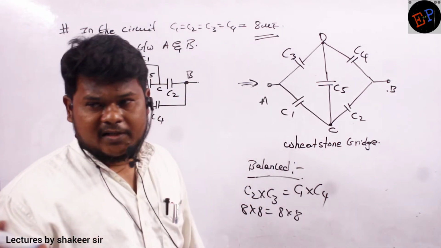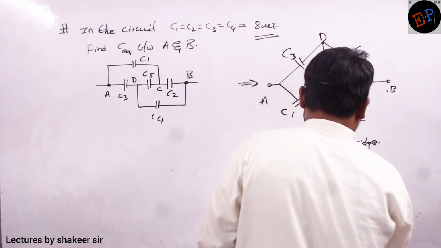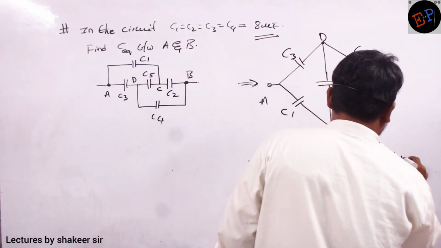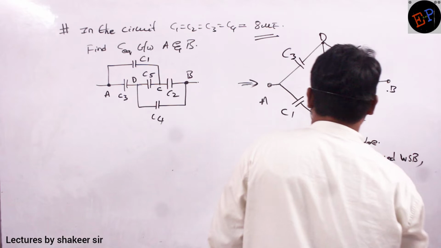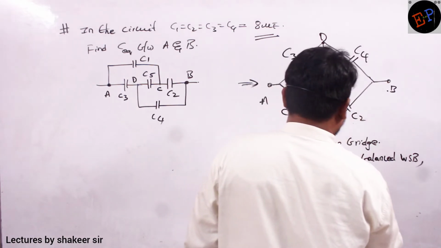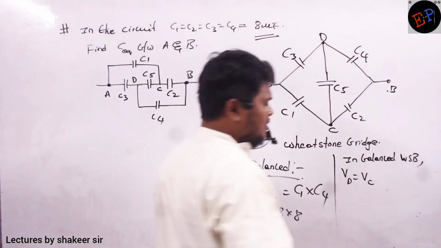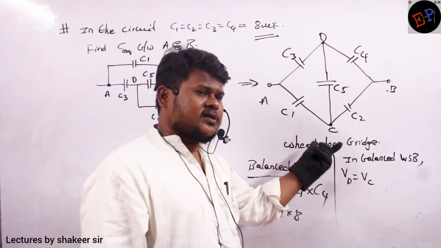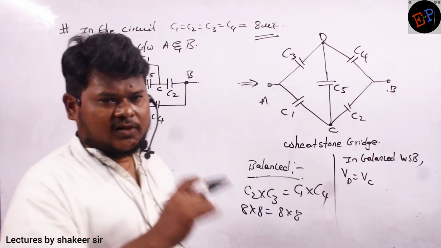What is the concept of a balanced Wheatstone bridge? In a balanced Wheatstone bridge, the potential at point D will be equal to the potential at point C. If both of them are at the same potential, then why would charge flow? Charge will not flow, no?